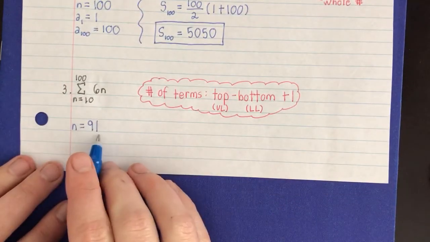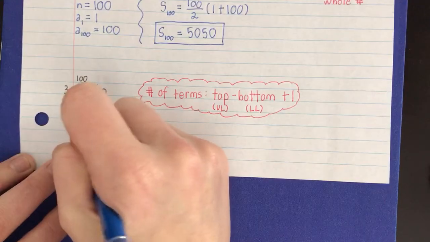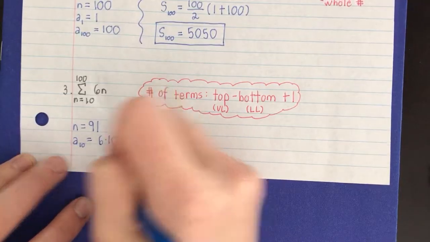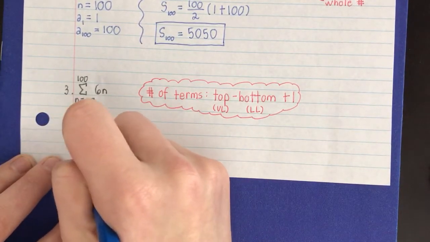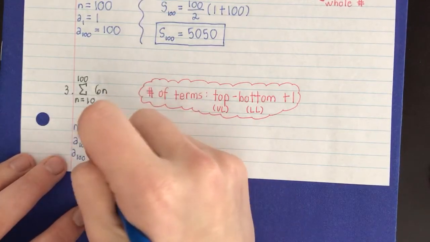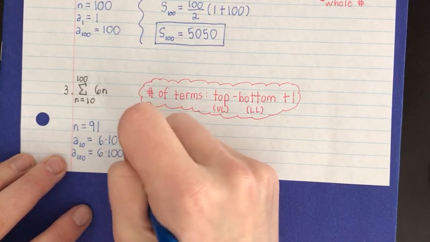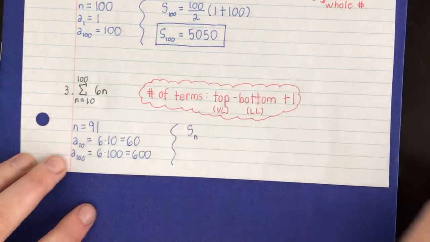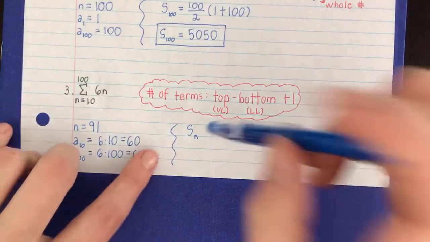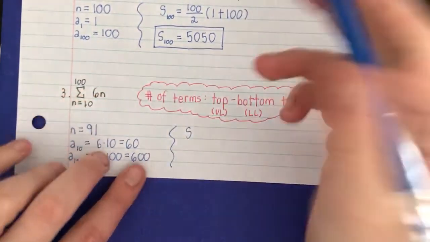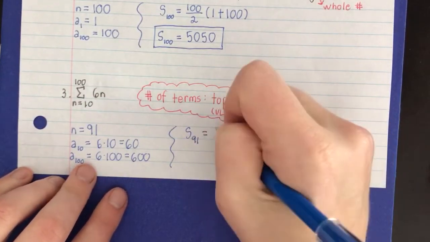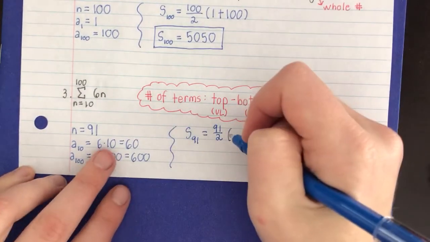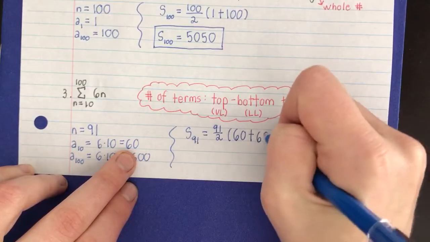So then we have n equals 91. A sub 10 equals, well, plug in 10. 6 times 10, which is 60. And then A sub 100, plug in 100 here, so 6 times 100 equals 600. Now we have all the pieces to plug into our arithmetic series formula. So S sub, oh, not n, I'm looking at the formula instead of plugging in. S sub 91 equals 91 over 2 times the quantity 60 plus 600.